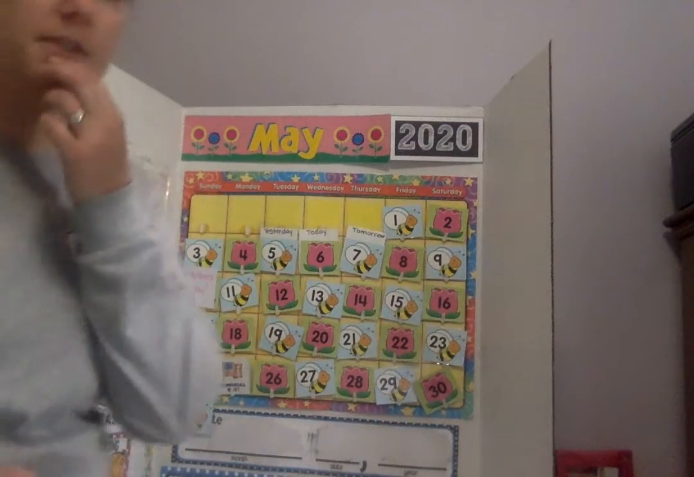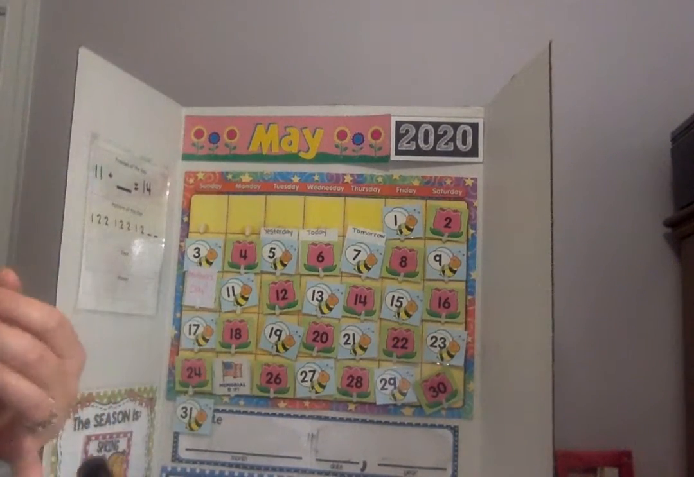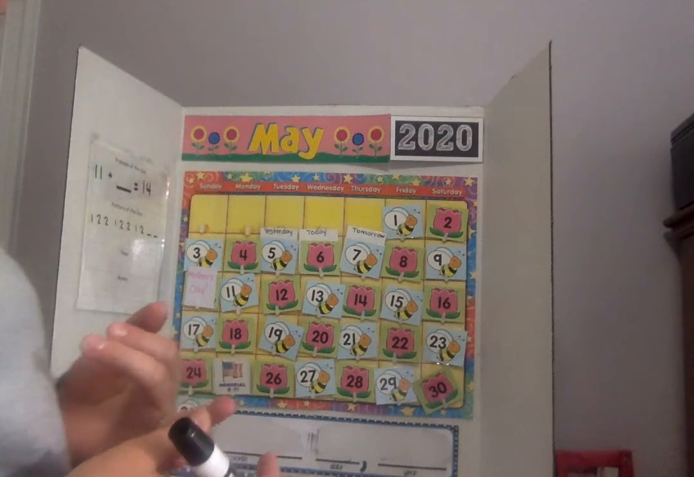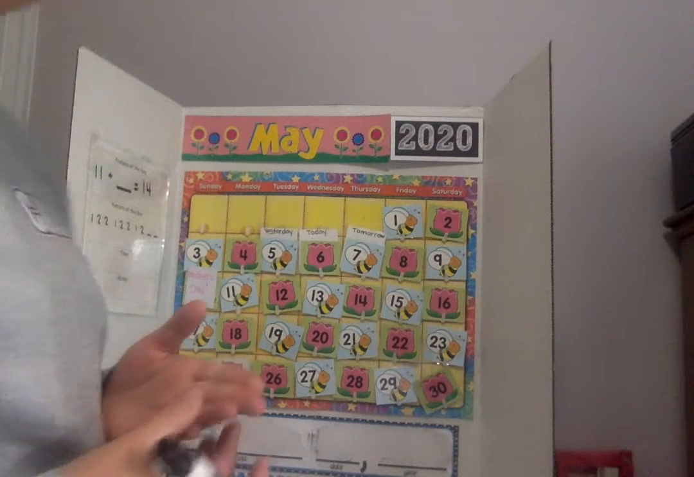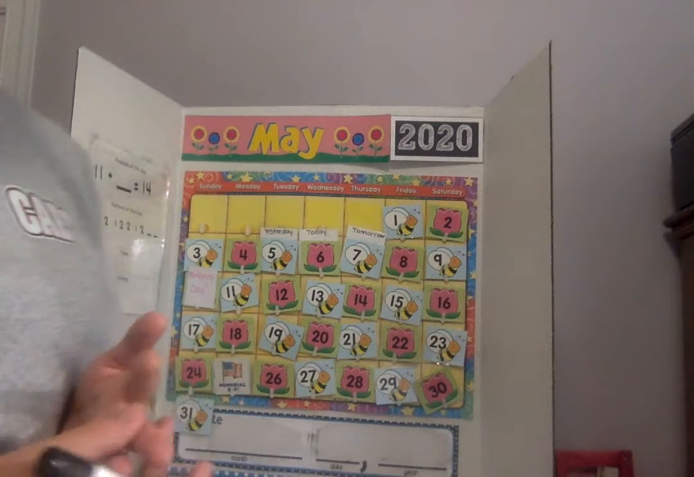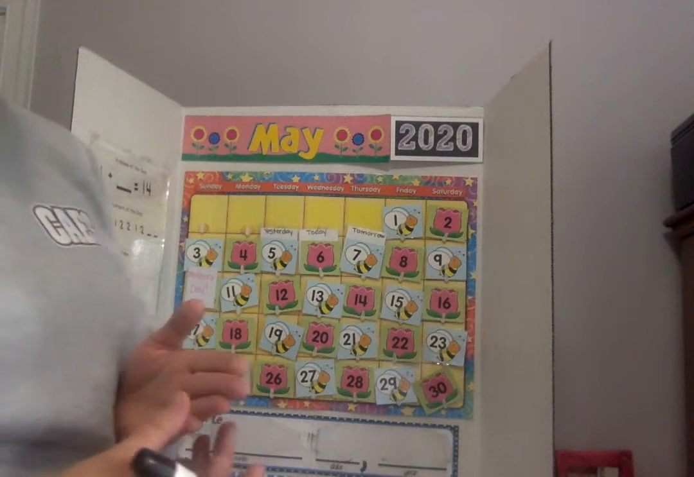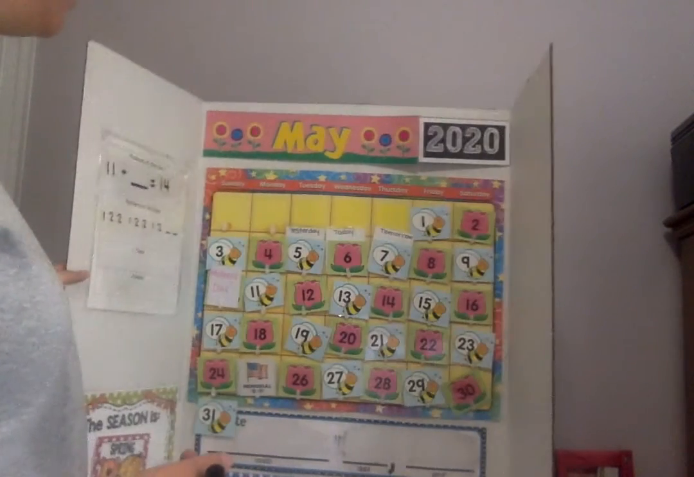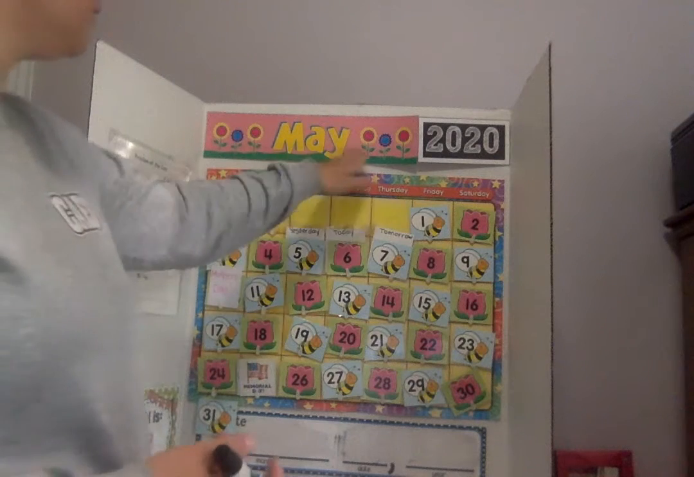All right, so let's look at our calendar and we'll start with our months of the year. Ready? January, February, March, April, May, June, July, August, September, October, November, December. These are the months of the year. All right, so if we look at our calendar, we have our month going across the top.